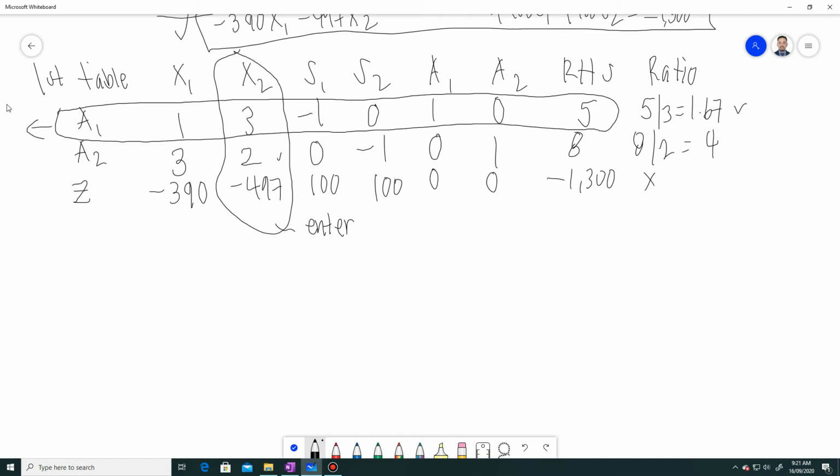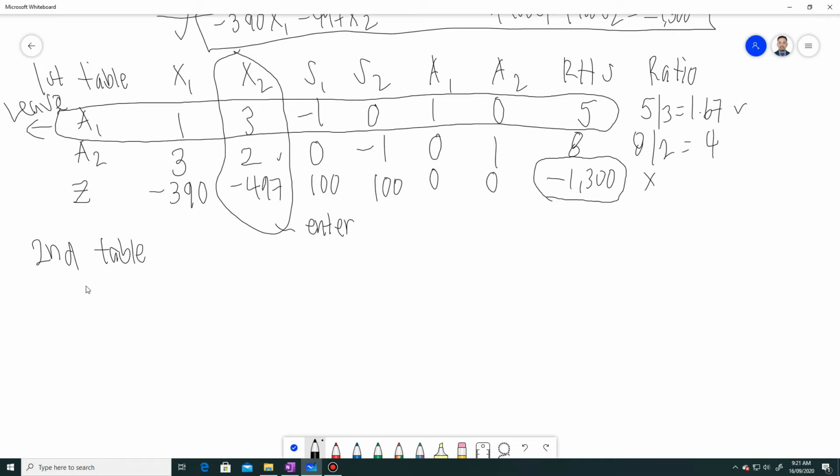Okay, this is the leaving. So we put leaving. This will leave. Again, x sub 2 will enter and a sub 1 will leave. Now we will develop the second table. By the way, this is the initial feasible solution, which is 1,300. Okay, now we will develop the second table.